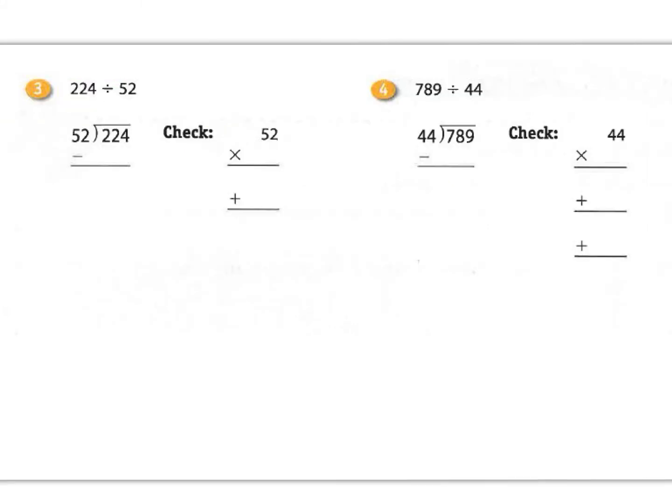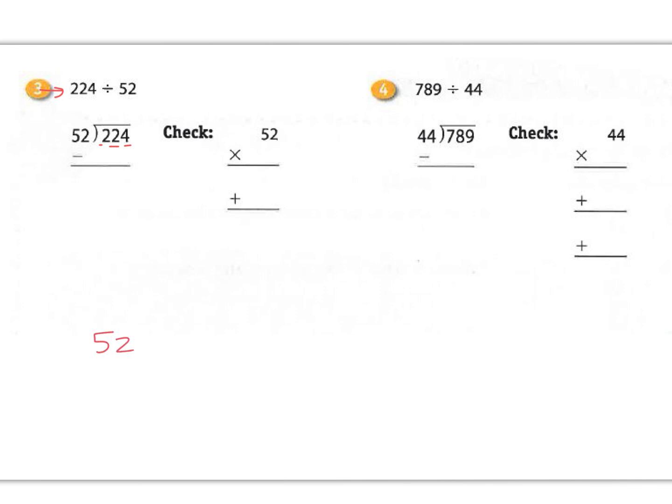All right, we're going to do some more. We're going to check our answers on these two. So we say 224 divided by 52. So here's our problem. So we say, how many times is 52? Does it go into 2? No. Does it go into 22? No. Does it go into 224? Yes. Well, we can check.